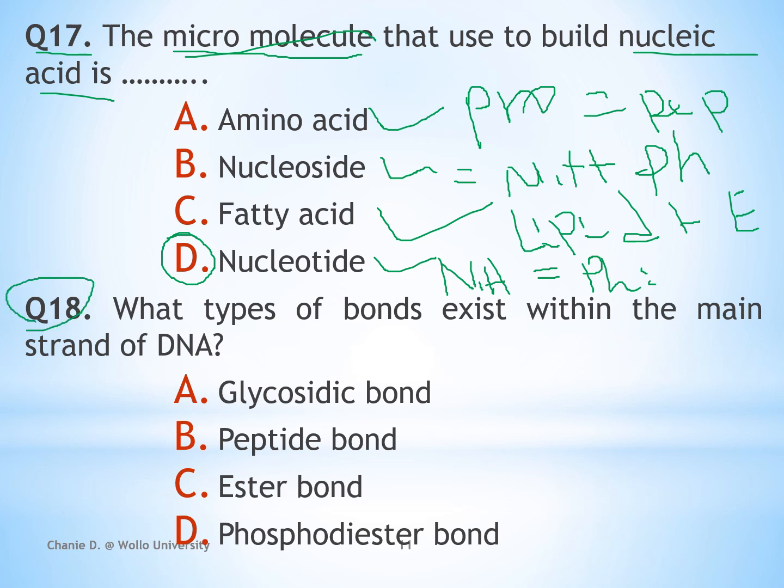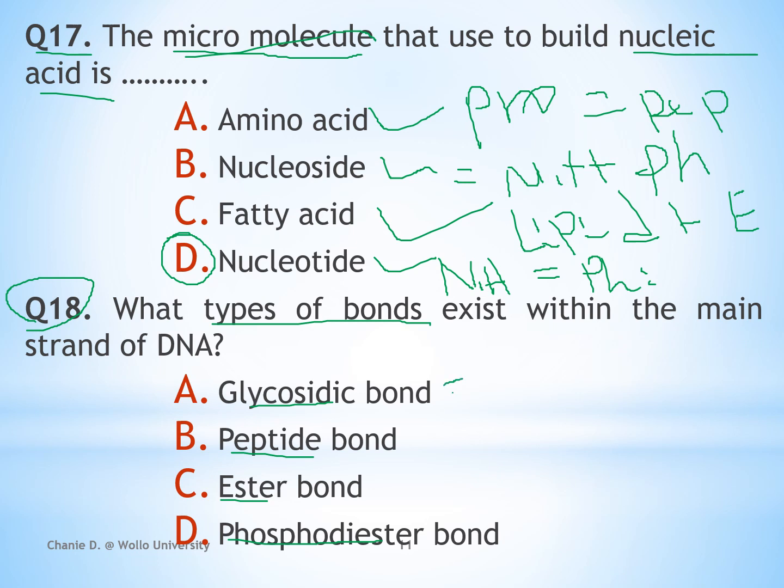Question number 18. What types of bonds exist within the main strand of DNA? The keyword is types of bond. We have four major covalent bonds: the glycosidic bond, the peptide bond, the ester bond, and the phosphodiester bond. They correspond to the four major biomolecules.